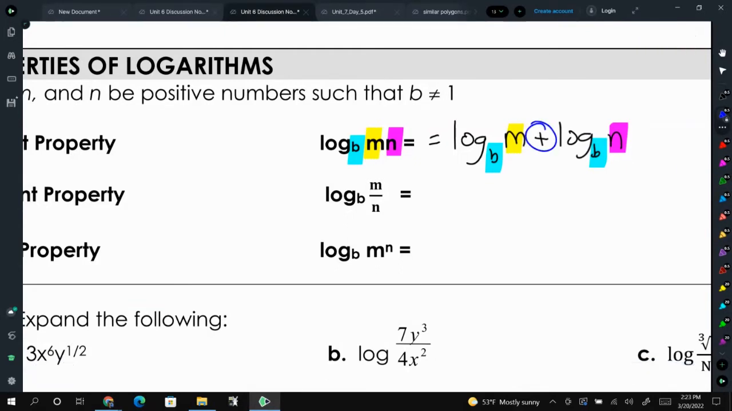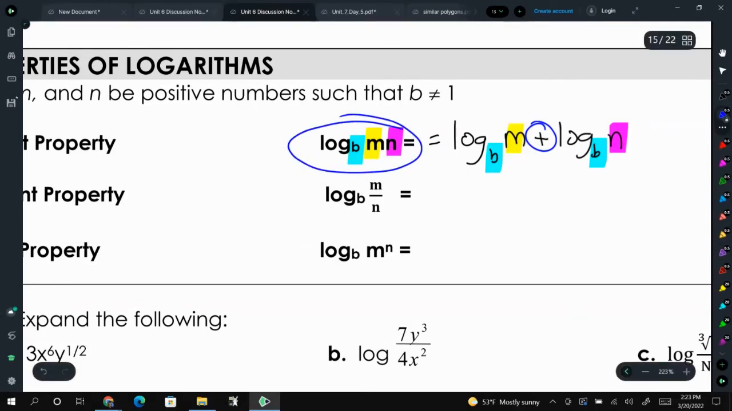And then we can go in the reverse. If I have two logs that have the same base that are being added, I can condense them into a single log that's being multiplied. So the equal signs for all these properties mean that we can go both directions with this.